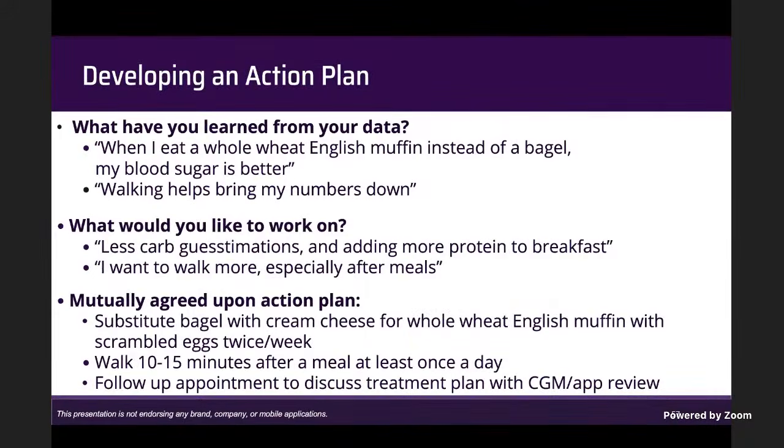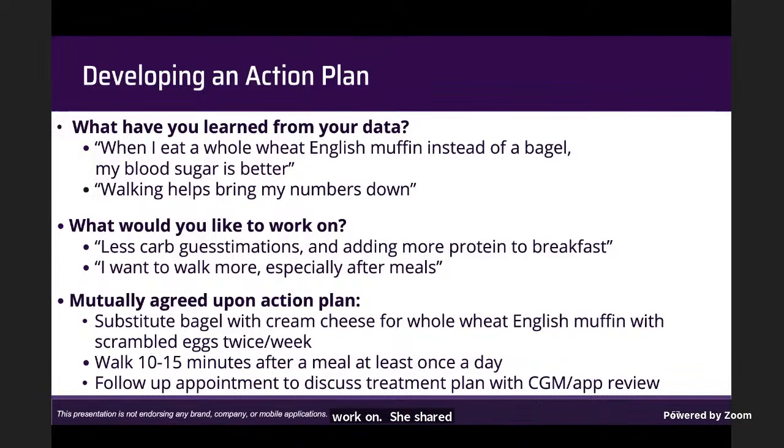So we worked together to develop an action plan. We looked at what she learned from her data. We reflected on some strategies of things she would like to work on. She shared less carb guesstimations, adding more protein to breakfast. She shared that she wants to walk more, especially after meals, right? Knowing that that's a really excellent time to help reduce those postprandial spikes is by getting in a little bit of a walk.